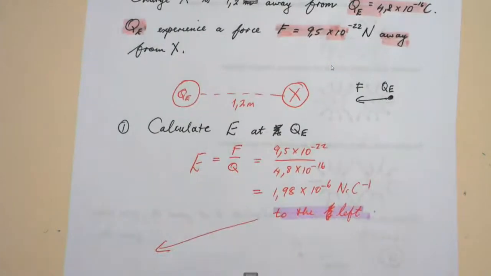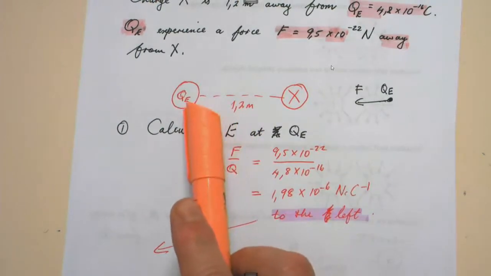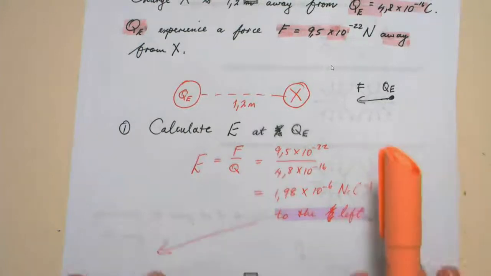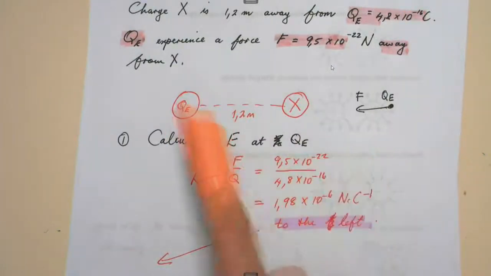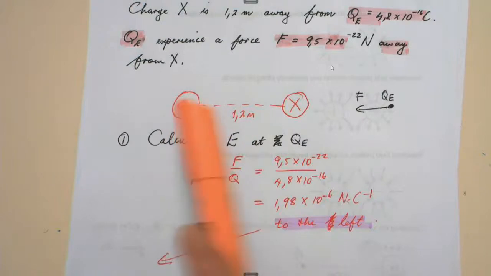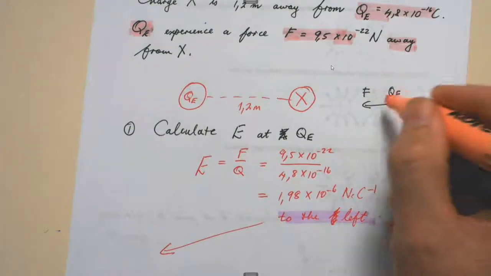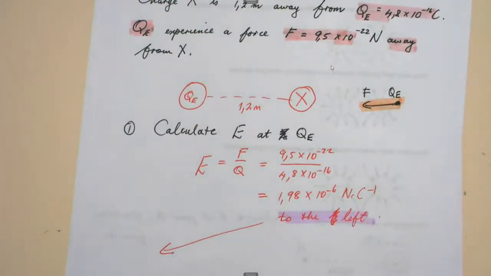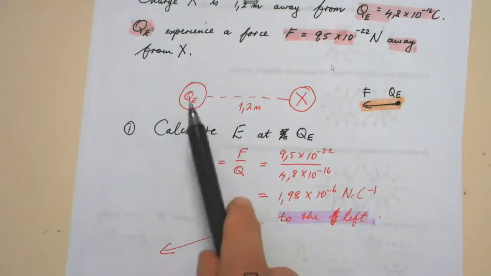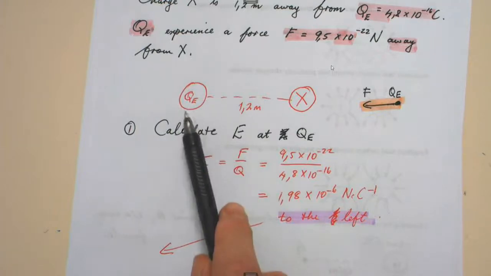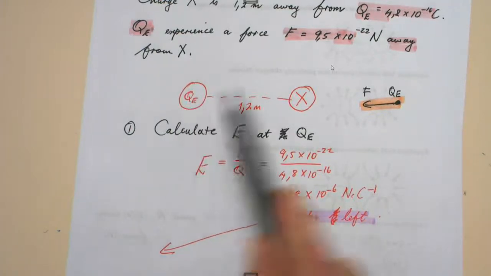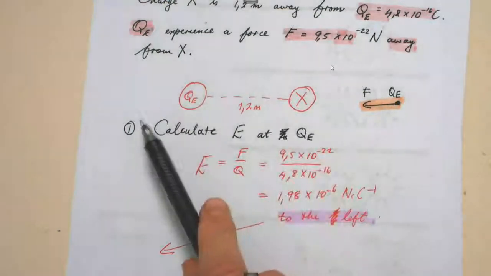Right, so there is my diagram to help me understand what's happening. I've got the charge E, which is positive. It was given to me as positive, and I know what the force is. Now I can work out the direction of the force, which was given as away, so it will be to the left. So this is my free body diagram of the electrostatic forces on E. Now I want to calculate the electrical field strength here at E. I know the force experienced by charge E at this point, it was given to me.